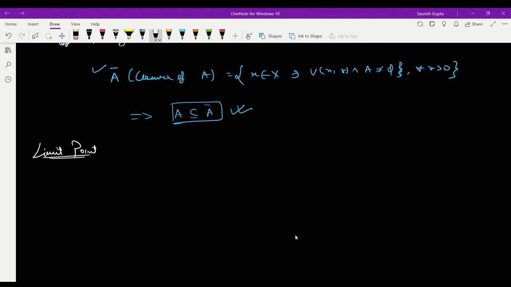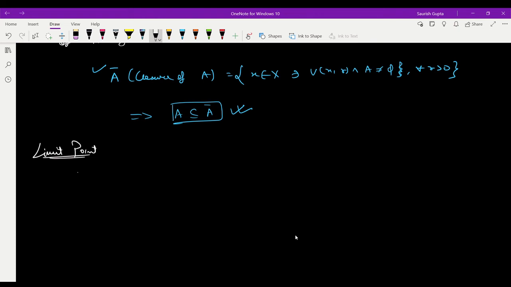Limit points. So what is a limit point? A limit point is simply that point such that if you form a ball with that point at the center, then it has a non-empty intersection with A except itself. Okay. Let me write it down.